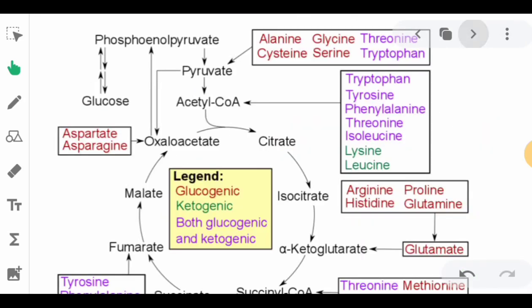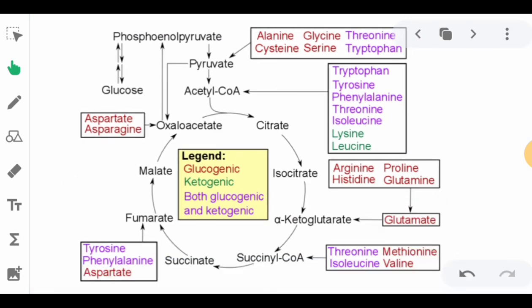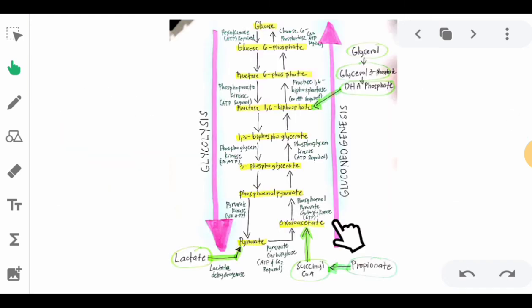And then these amino acids here, threonine up to valine, will be converted into succinyl-CoA, and this succinyl-CoA will be converted into succinate, fumarate, malate, oxaloacetate, and phosphoenolpyruvate. So once these amino acids have been converted into phosphoenolpyruvate, they will follow the same pathway as other non-carbohydrate materials, from phosphoenolpyruvate up to glucose using the enzymes here.